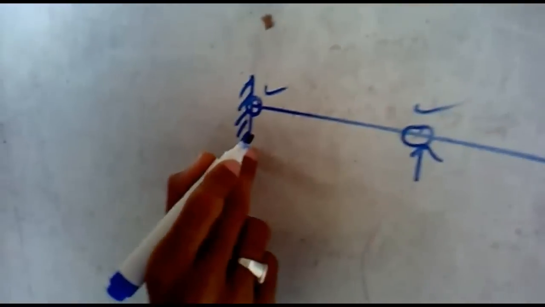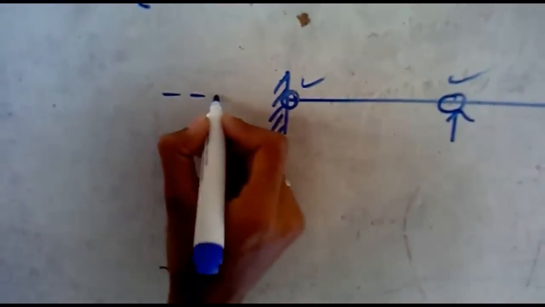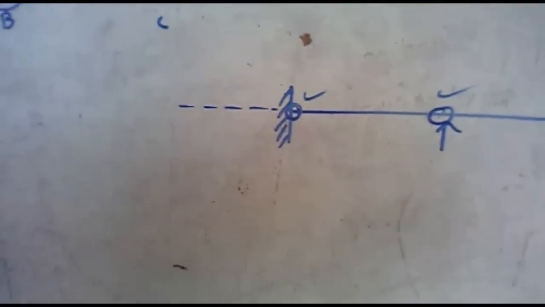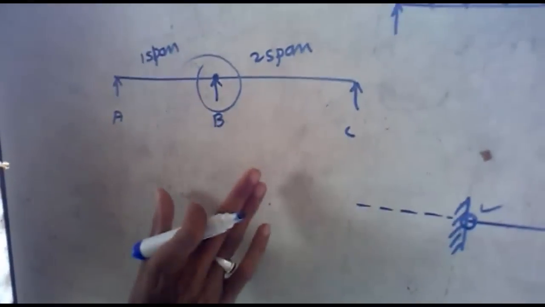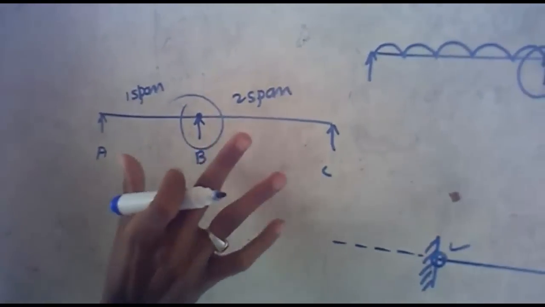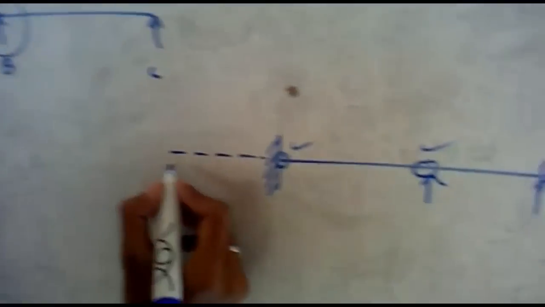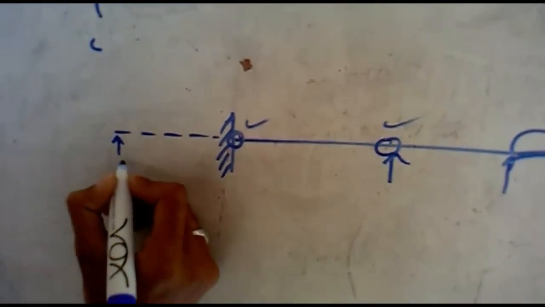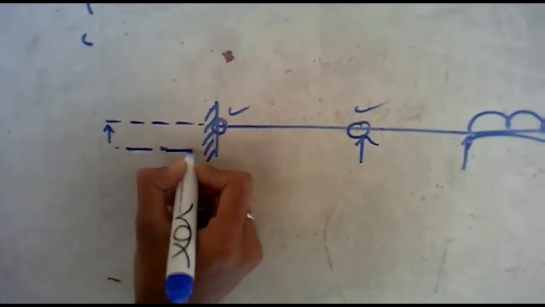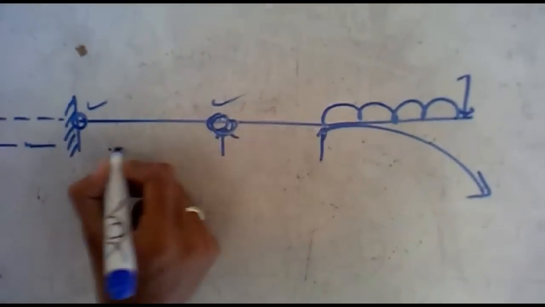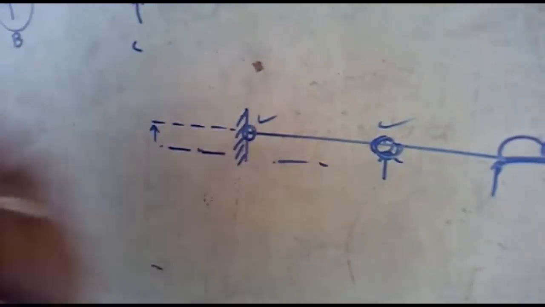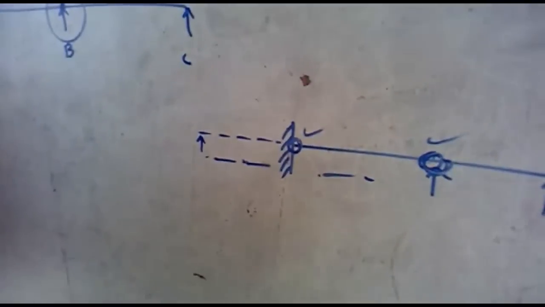Wherever the fixed beam is present, some imagination has been done, because we know that the three moment theorem is only applicable to two spans and three supports. So here we consider an imaginary support and imaginary length. Similarly, imaginary support. Yeah, sorry, real support and real length. So this is the three moment theorem explanation.